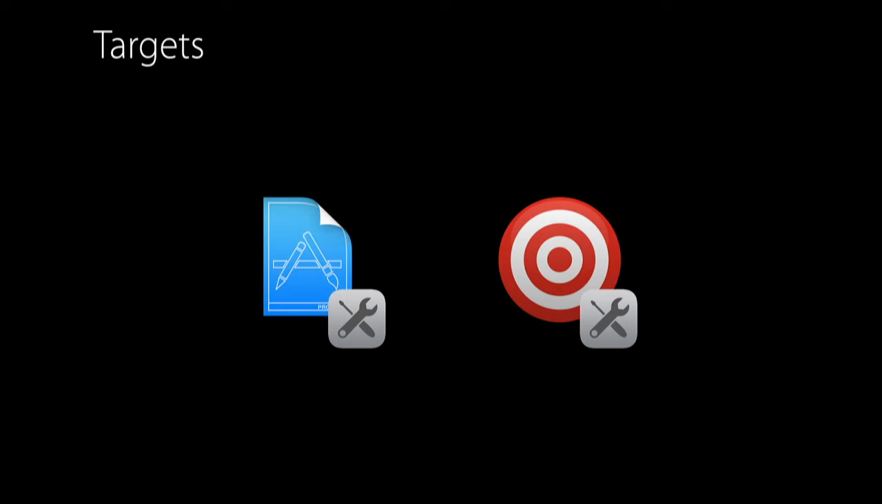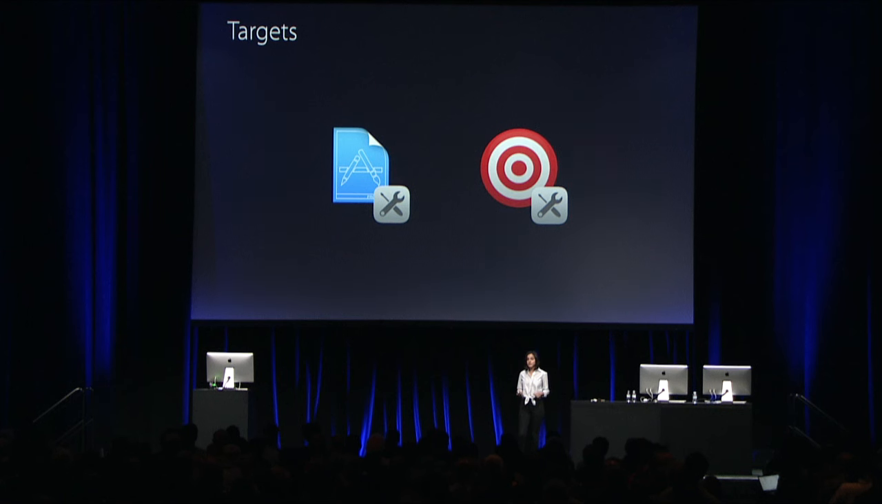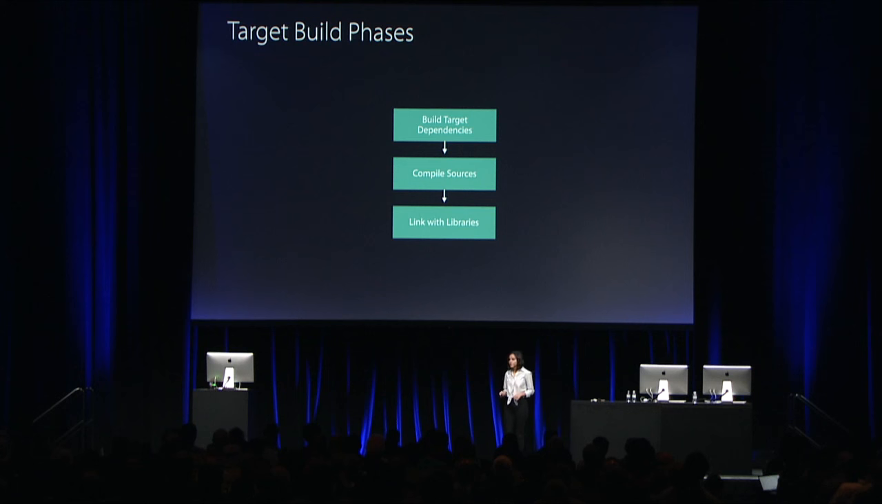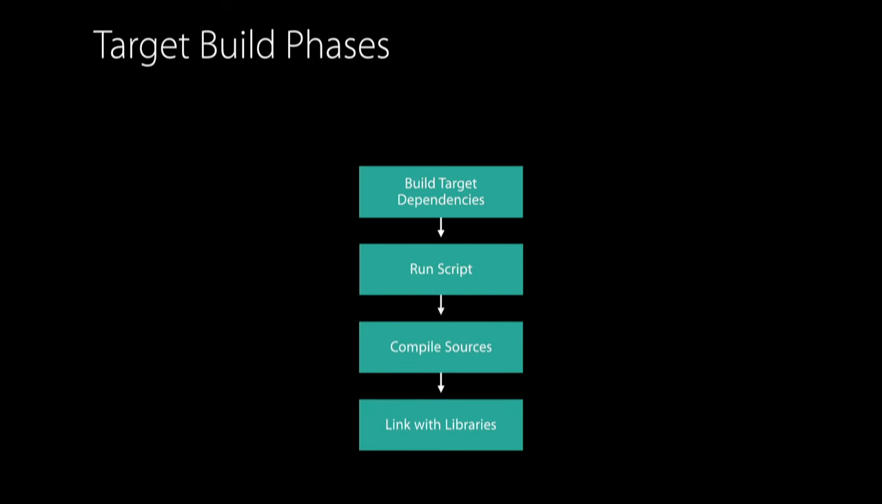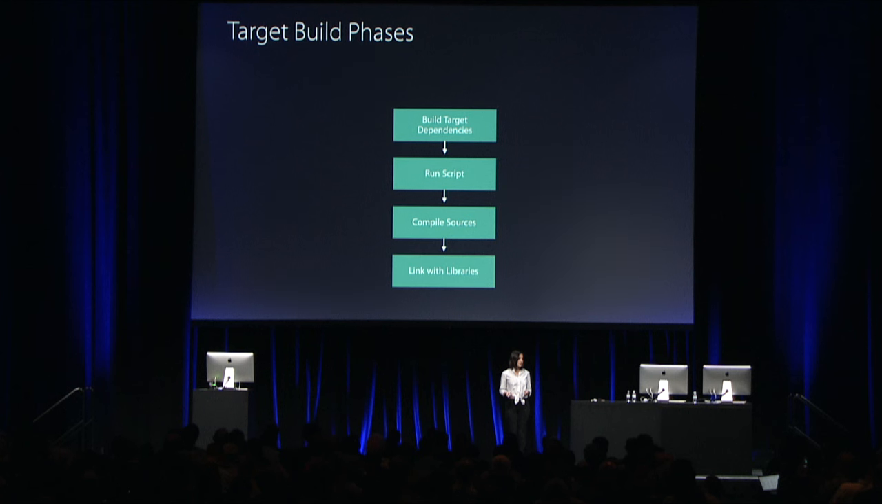Now, one thing to note is that both projects and targets have build settings. And targets inherit the values set at the project level, but can override them with a target-specific value. A target's build phases do things like cause dependencies to build first, compile the source files in that target, and link the target against libraries and frameworks. You can also add what's called a run script build phase to configure other aspects of the build that you'd like.